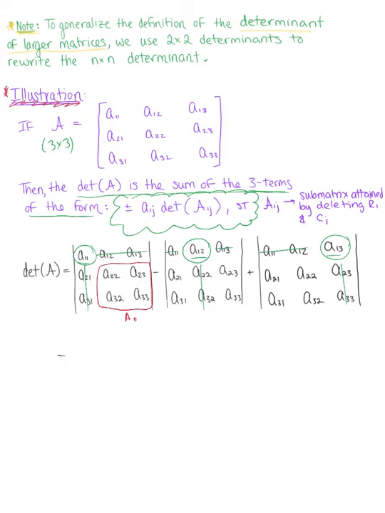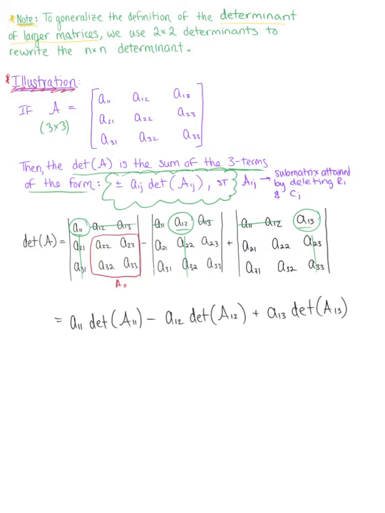So this is leaving us with the entry in the first row, first column, multiplied by the determinant of the submatrix A sub 1, 1, minus the entry in the first row, second column, multiplied by the determinant of the submatrix A sub 1, 2, plus the entry in the first row, third column, multiplied by the determinant of the submatrix A sub 1, 3. So if you've seen Calculus 3 or vector analysis before, you're recognizing this as the cross product.